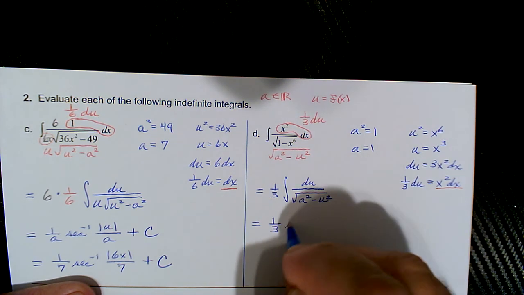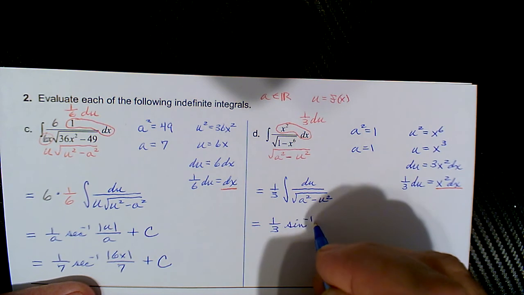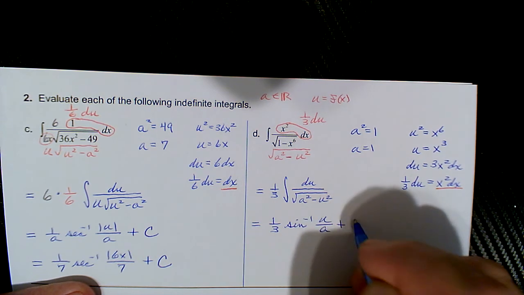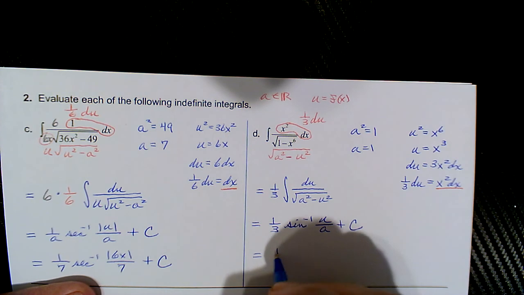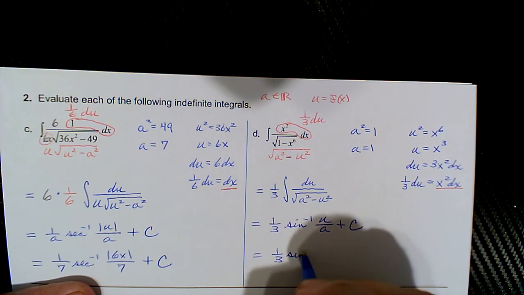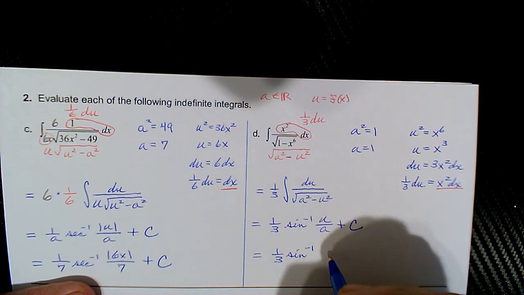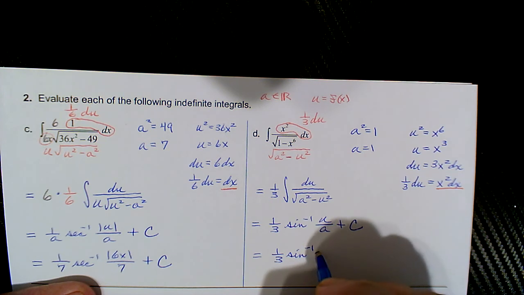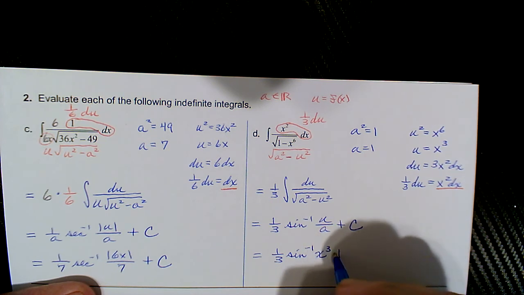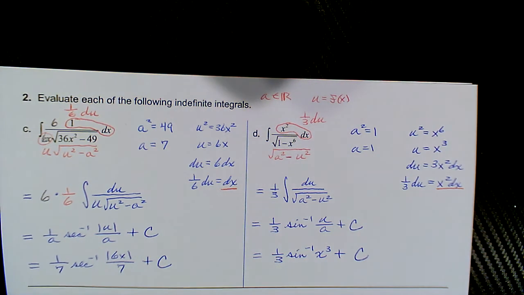Alright, once again, look at your formula sheet if you need to. That integrates to be just the inverse sine of u over a, plus our constant, and then back substituting, 1/3 inverse sine. u was x cubed, a was 1, so just inverse sine of x cubed, let's say, and then plus our constant.